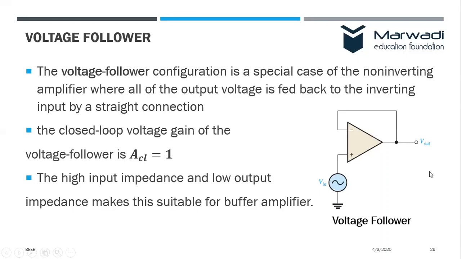What does it do? It simply increases the current output. The output voltage is the same as the input, but the current is increased, so the overall power output increases. That's why we call it a buffer amplifier, right? It is only used as a buffer.